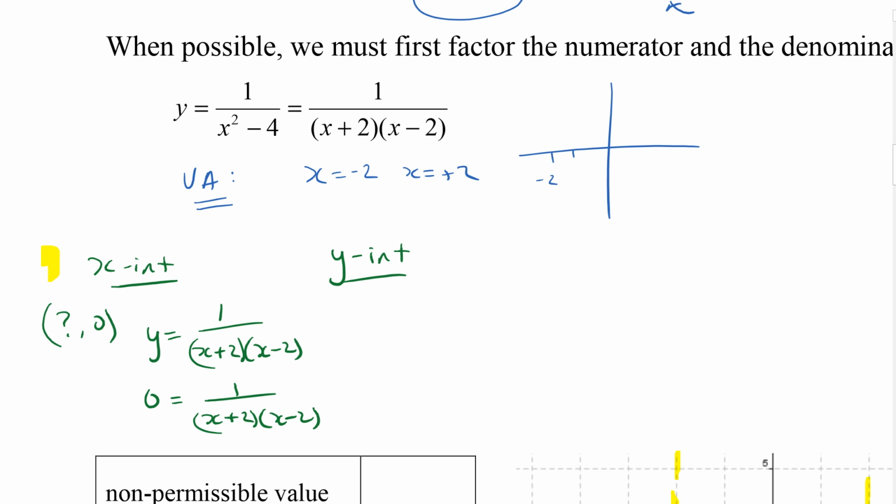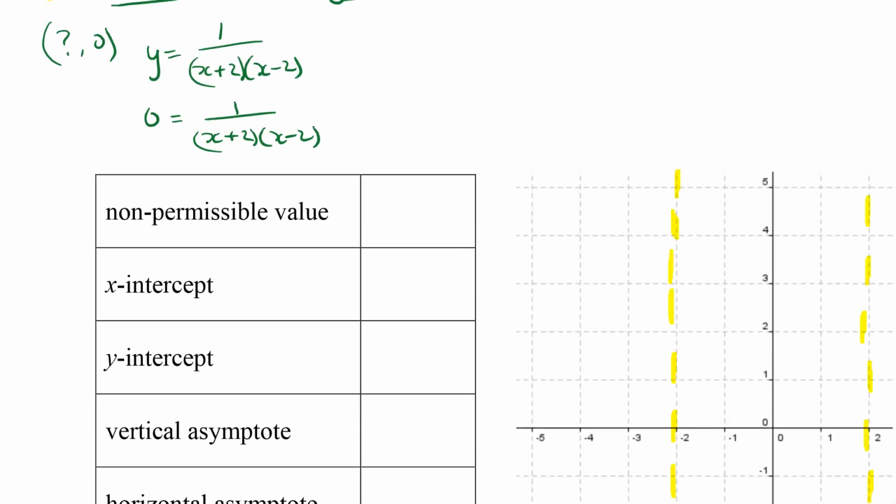Is there any value that I can put in for x so that I can get a 0 for my y? There is no way that I can do that. So even if I put a 0 in here, I'm not going to get it. If I put a -2 or a +2, I get an undefined. So there, under x-intercept here, I'm going to say none.